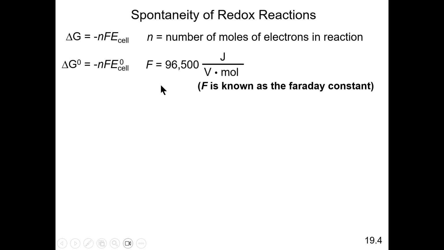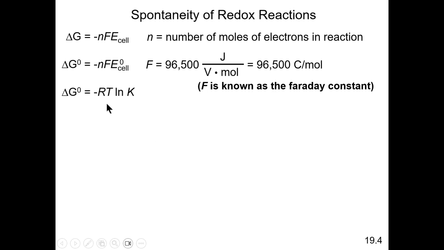F is a constant known as Faraday's constant, and it has this value. It represents the charge carried by 1 mole of electrons. You'll notice the units here are coulombs per mole. So it's 96,500 coulombs per mole. One mole of electrons will carry this much charge. That's called Faraday's constant.